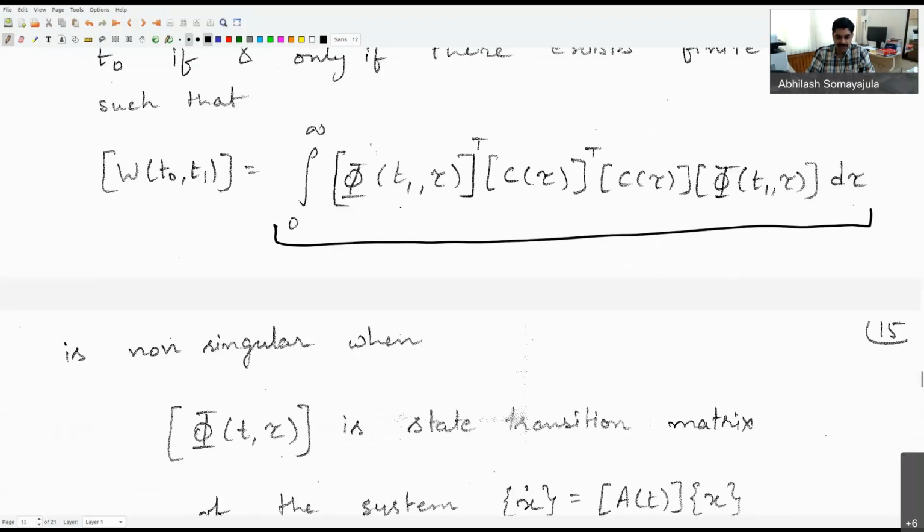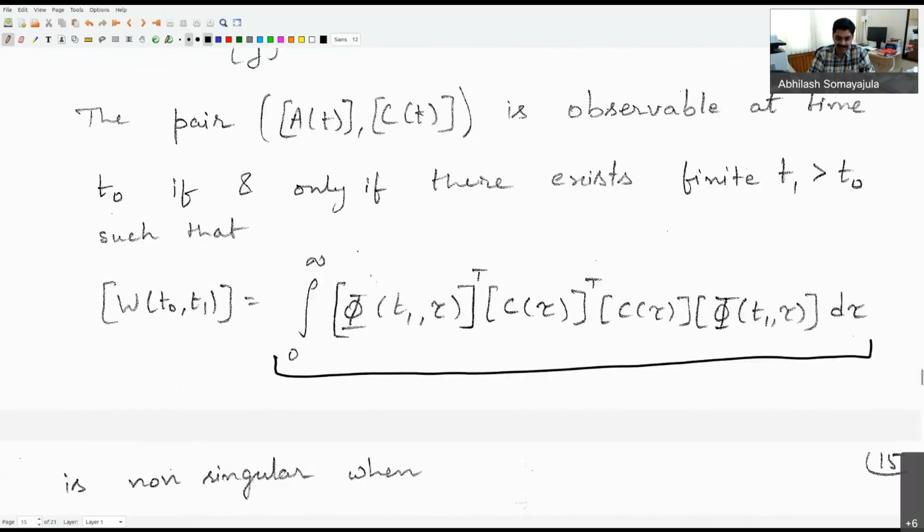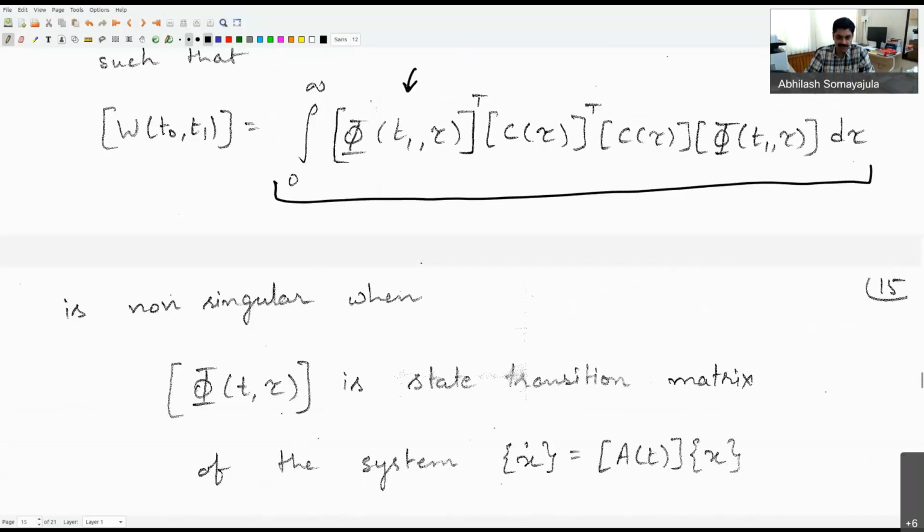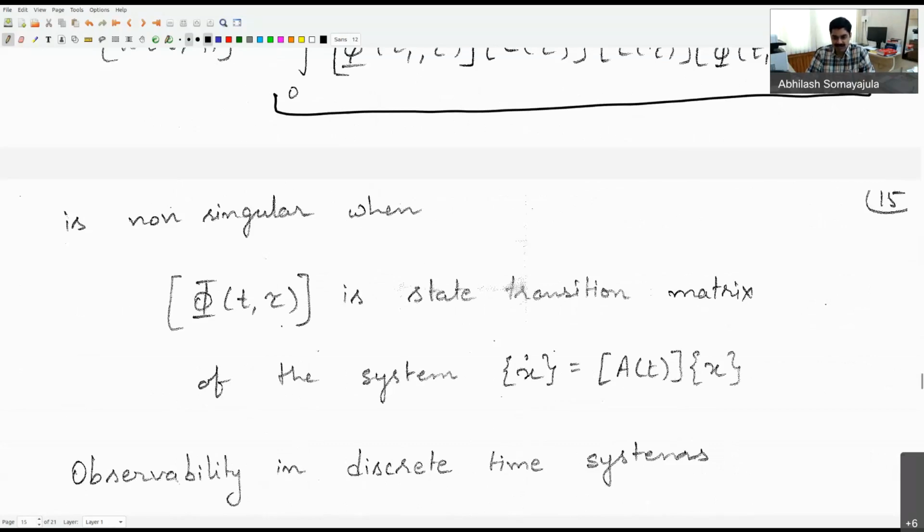Here the matrix phi, which you are seeing, is known as the state transition matrix. What it means is that if I multiply this phi(t, tau) with the state at time tau, I'll get the state at time t.